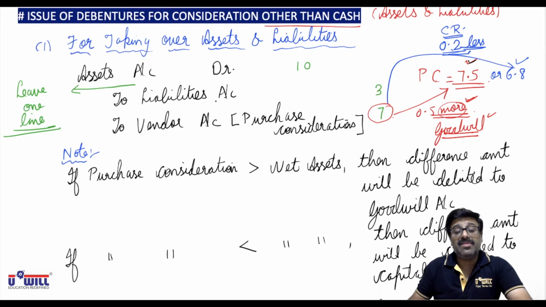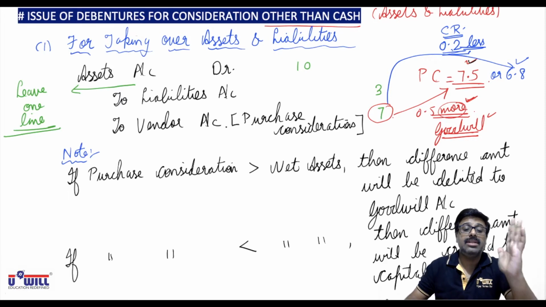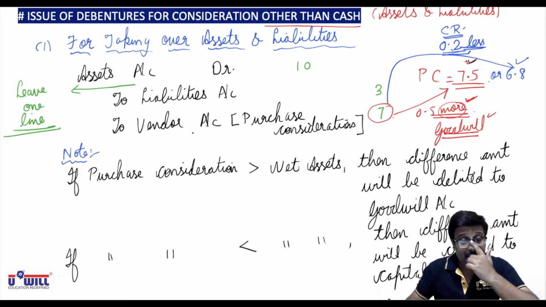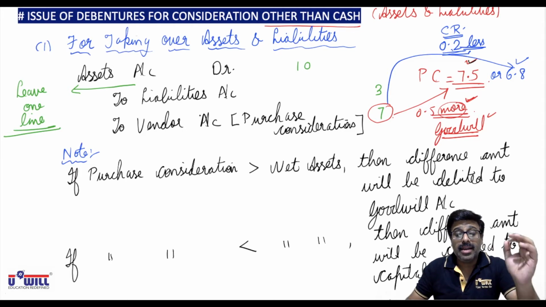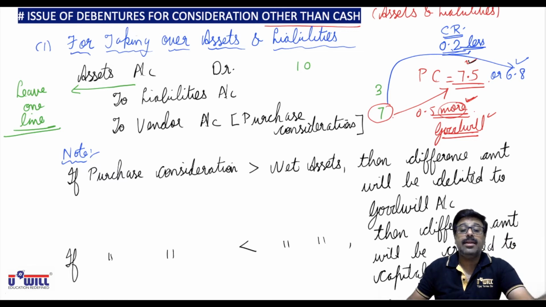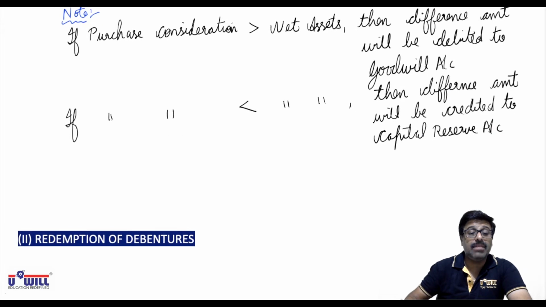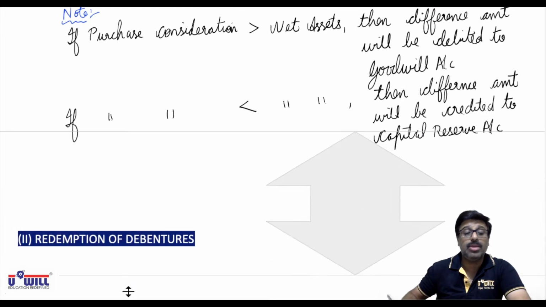If the balancing figure remains in credit column, then in between the line which you have left, you credit that amount to capital reserve account. So very simple procedure, no workings are required over here. You simply pass the journal entry assets to liabilities to vendor, and you leave one line in between of debit and credit accounts. If the balancing figure remains in debit column, you write goodwill, credit column you write capital reserve. So this trick you can mention, this shortcut you can mention over here.